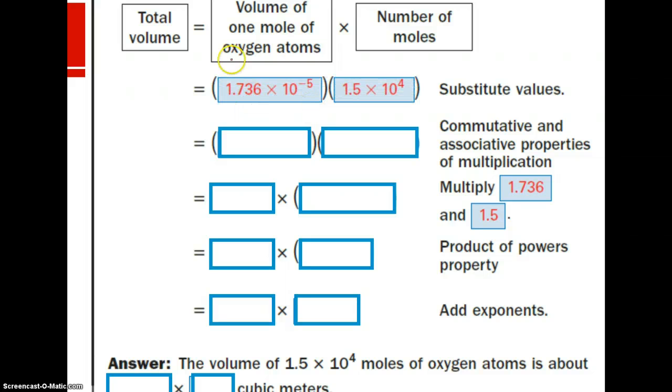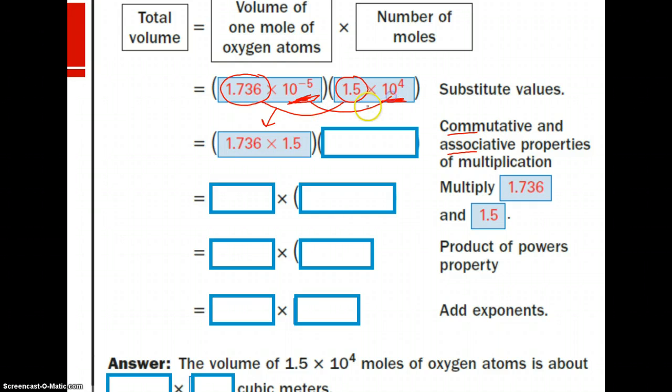In order to do that, we're going to multiply the decimals together. We're going to move them next to each other. That's what they do here. This is the commutative property and associative property, telling us because we're multiplying all the numbers, we can move them in any order we want. Now we're going to take the powers of 10, and we're also going to multiply them and move them together.